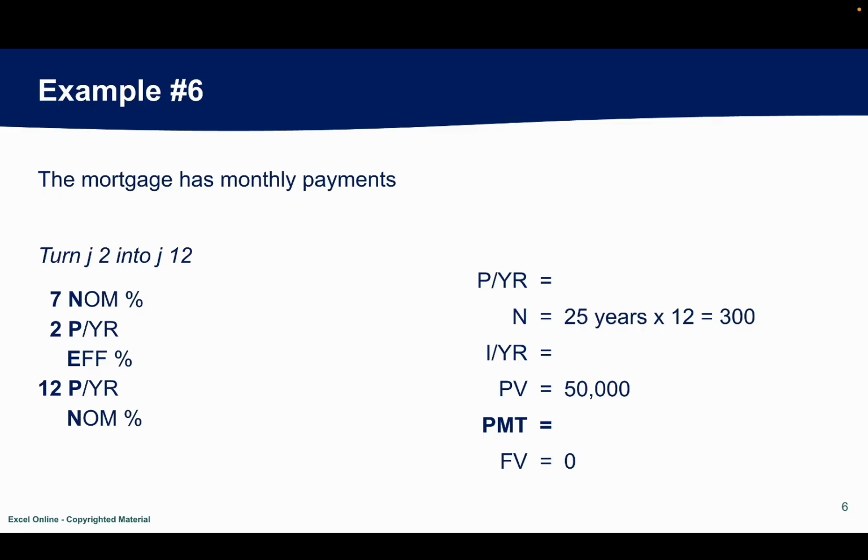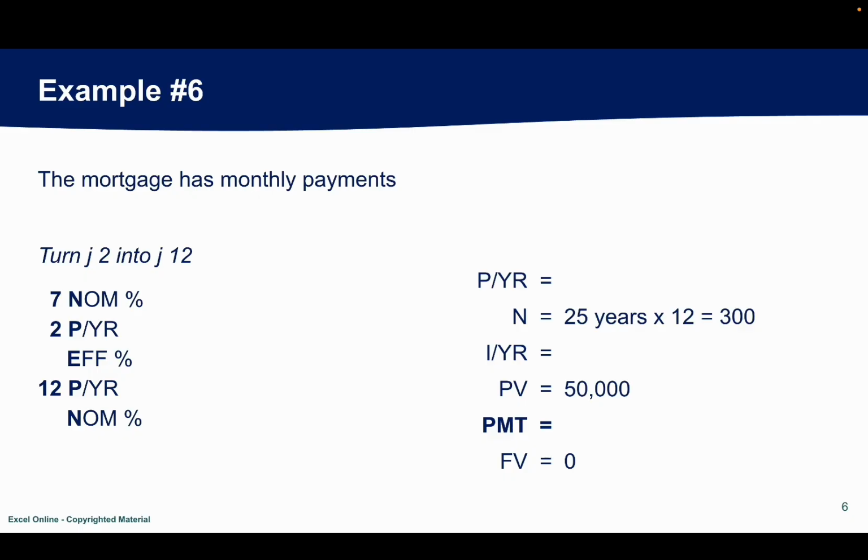Now, to solve this question, we are going to start with NPEPN. We need to find the equivalent of the 7% J2 rate in J12. And remember, we are doing this for the 3rd golden rule, to match the payment frequency with the compounding frequency. So the first step in NPEPN is N for NOM.